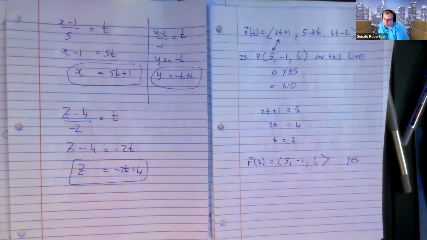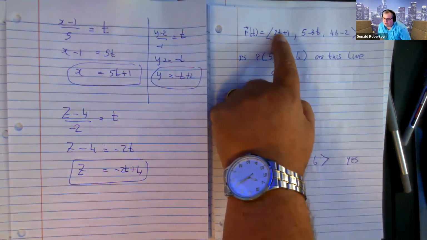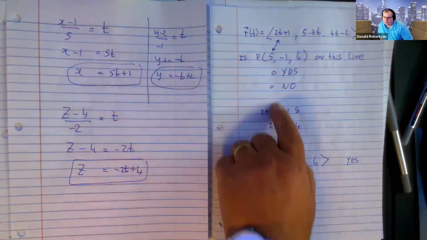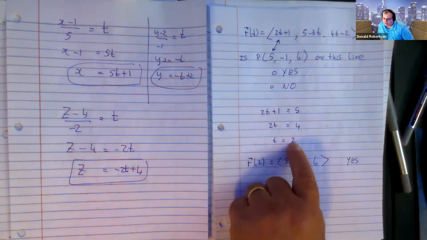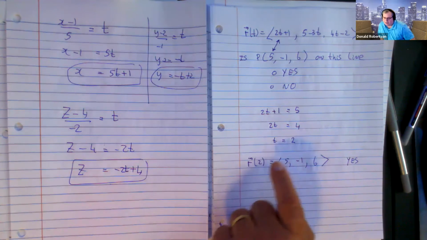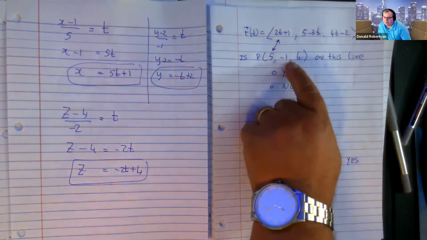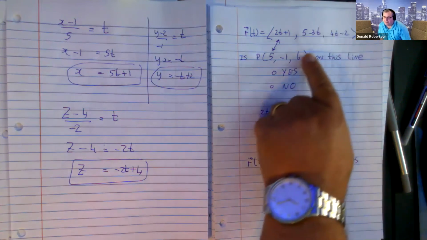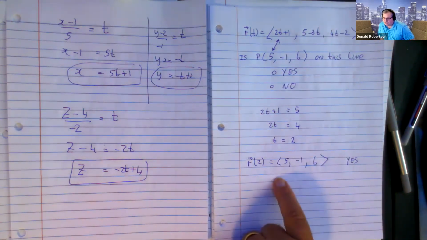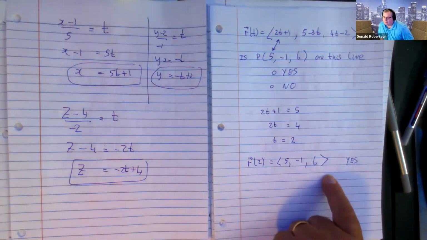Do you like the logic of how I did that? I matched up the x's with 5, and I solved what value of t you would need for that one to match. And then didn't I just check that t worked for the second one? Did it give me this? And for the third one, did it give me this? And as you can see, it did. So the answer is yes.